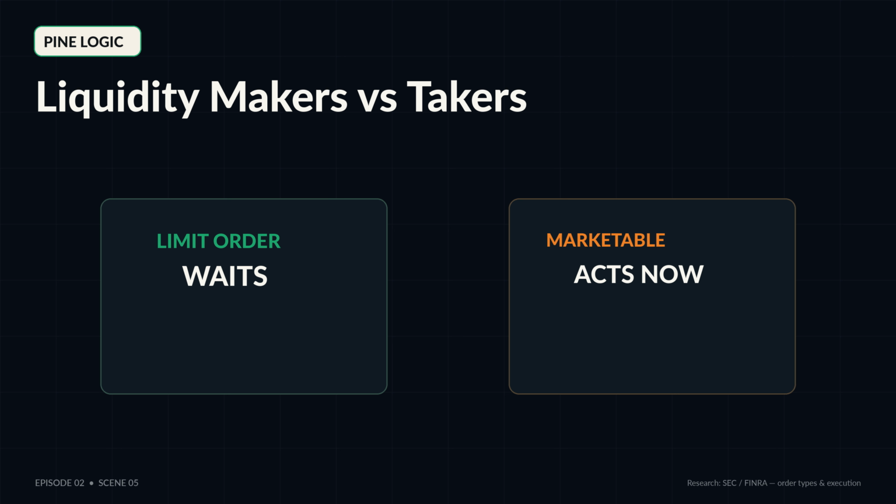Some traders provide liquidity by waiting with limit orders. Others take liquidity with orders that can execute immediately. A buyer willing to pay the current offer is aggressive. A seller willing to hit the current bid is aggressive. That urgency helps move transactions from one price level to another.